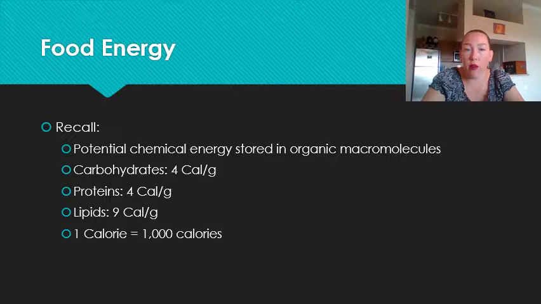You should remember from Chapter 4 last week that food energy is potential chemical energy stored in organic macromolecules in our food. So we have carbohydrates, proteins, and lipids. Remember that lipids have the most energy in them, the most calories. We're going to learn exactly why today. And remember also that we're talking about food calories, which have a capital C, and 1 food calorie is equivalent to 1,000 of the little c calories.